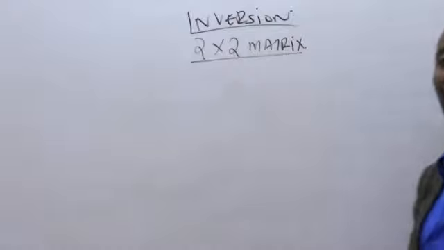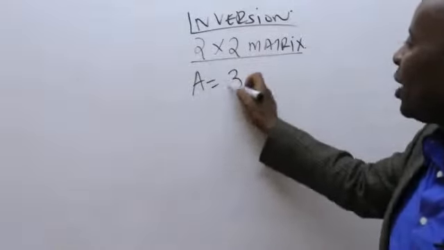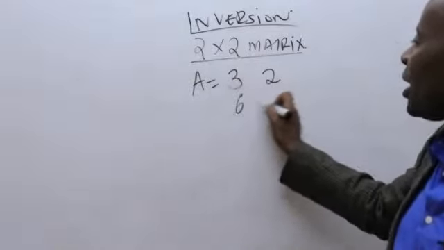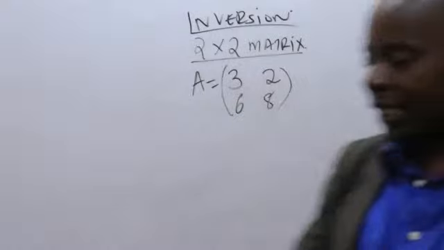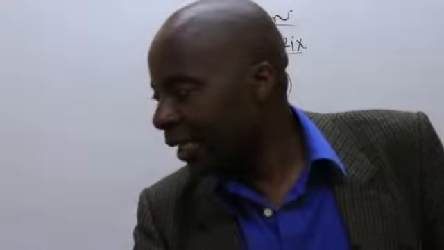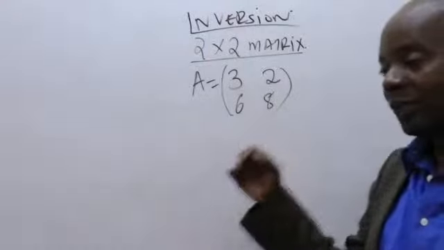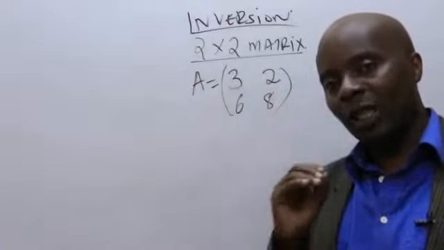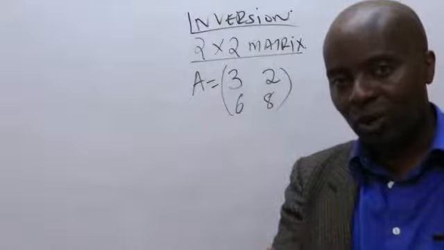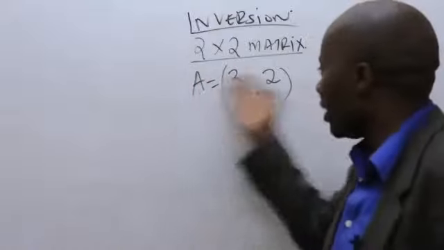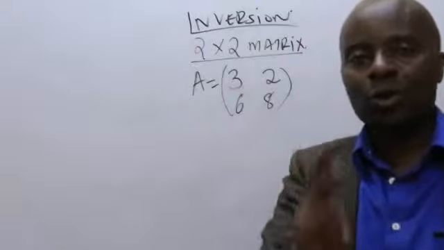Now, ladies and gentlemen, listen to me very well. If you're given a matrix of this nature, 3, 2, 6, 8, and somebody tells you to find the inverse, how will we be able to find the inverse of this matrix? First of all, I must know the order of this matrix. This is a matrix that has got how many rows? It has got 2 rows. And the columns are how many downwards? Columns are 2. So it's a 2 by 2 matrix.